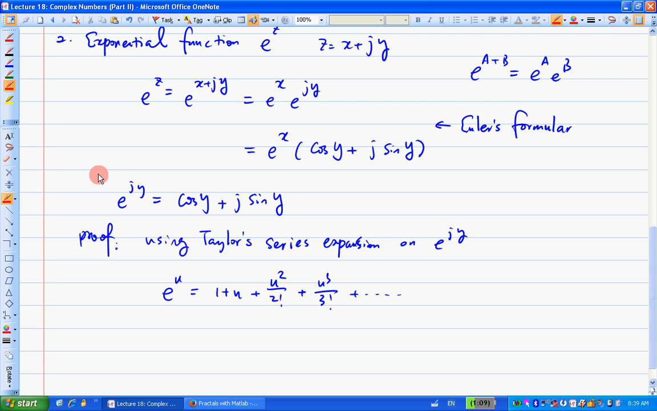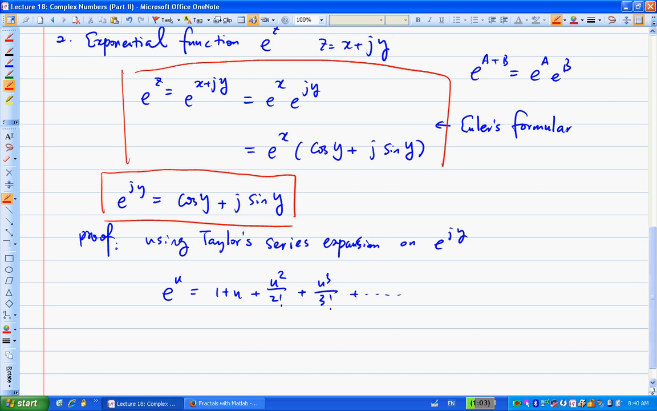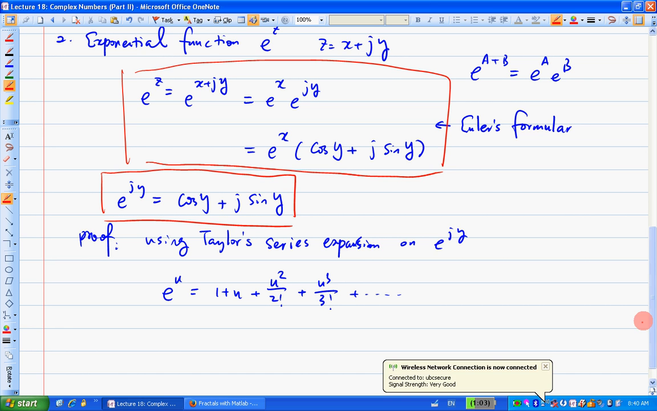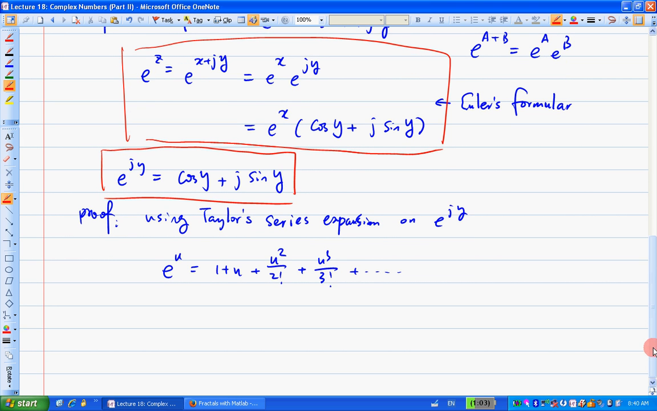However, what I need you to remember is this guy here, or this guy. It doesn't matter. Just write it down a few times. You'll be able to remember what Euler's formula is, right? Okay, so this is Euler's formula.